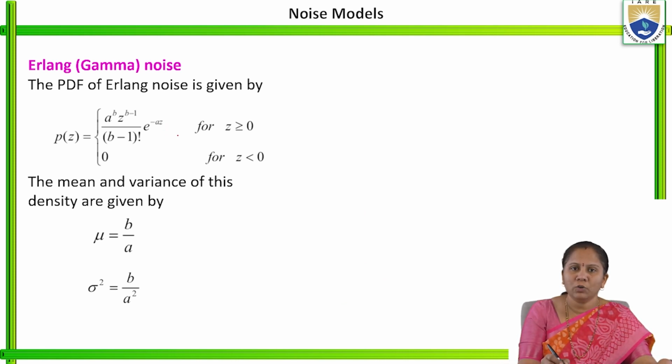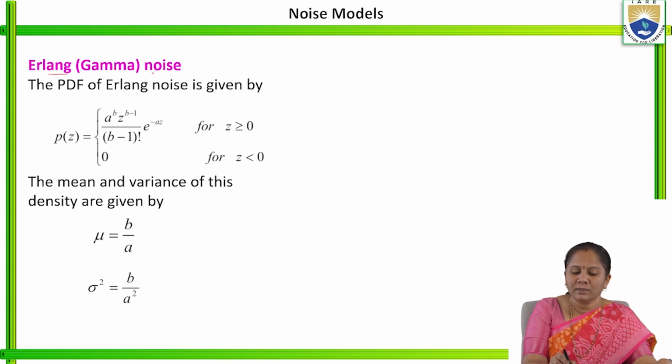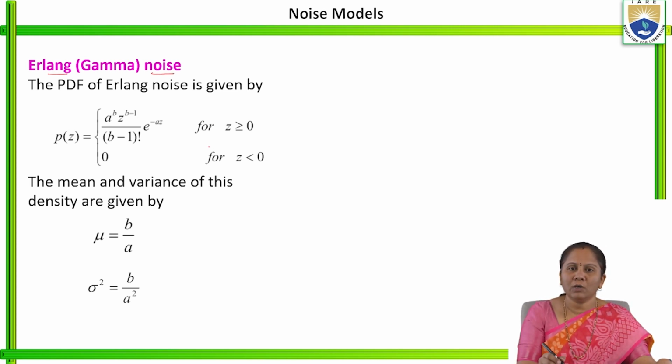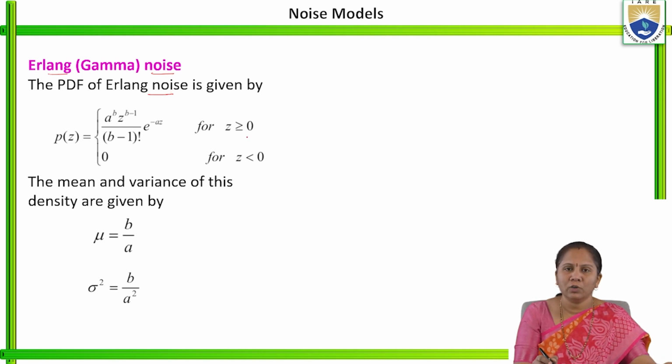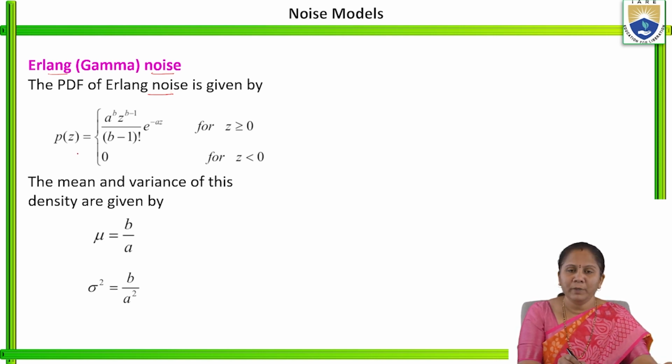Coming to the next noise model. Next noise model is Erlang noise. We can also call this Erlang noise as gamma noise. So the probability density function for Erlang noise is given by P of Z is equal to A power B Z power B minus 1 by B minus 1 factorial into E power minus AZ, for the condition Z is greater than or equal to 0, or 0 for Z less than 0.